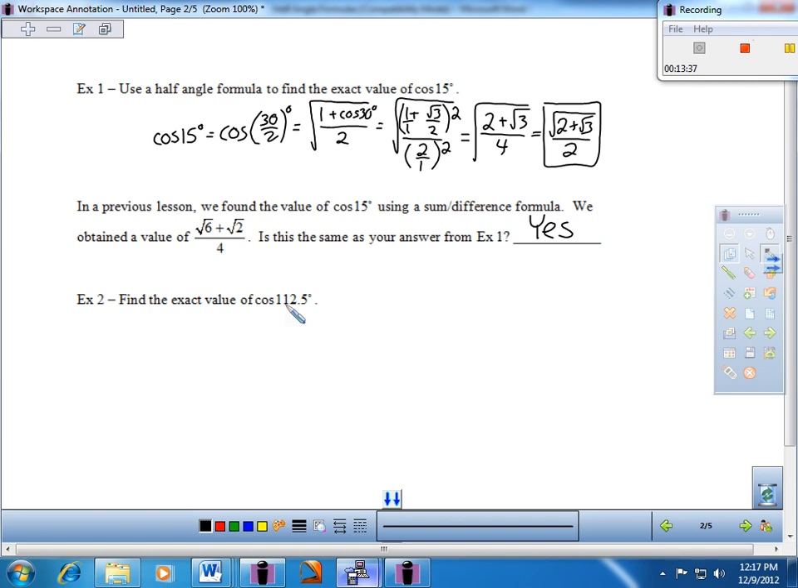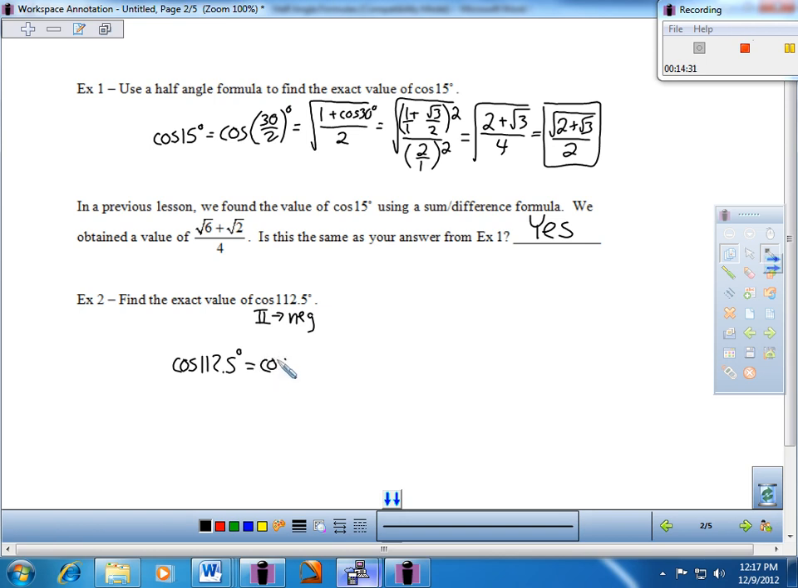All right, so kind of random here, but it definitely is a half angle of something we know, so we're going to utilize it. First order of business, everybody. When I do the cosine of 112.5, it's in the second quadrant. Is cosine of 112.5 going to be positive or negative? Cosine is negative in quadrant 2. So let's get that taken care of first. And then let's think about the cosine of 112.5 degrees. That's what I want.